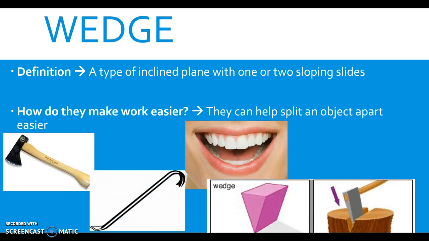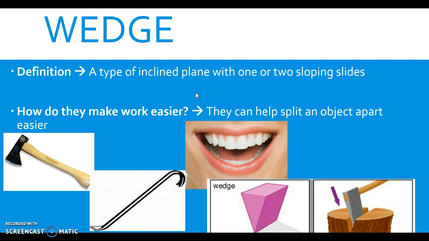Now, let's get started with our first simple machine. Our first simple machine is called a wedge. What is a wedge? Well, the physics definition is a type of inclined plane with one or two sloping sides. We're going to see inclined plane become another one of our simple machines. A wedge is a very particular type of inclined plane because it has two sloping sides, one or two.